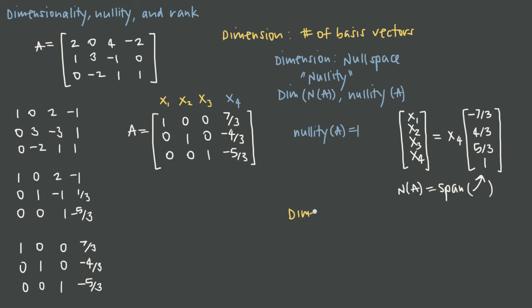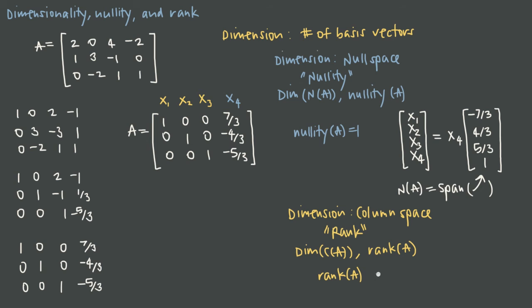Now, when it comes to talking about the dimension of the column space, we call that the rank of the matrix, and we write that as either the dimension of the column space of A or as the rank of A. And as you might guess, the rank of A is always given by the number of pivot columns or the number of pivot entries that we have in the matrix. And so in this case, for this particular matrix A, we have 3 pivot columns, and so the rank is going to be equal to 3 for this particular matrix.